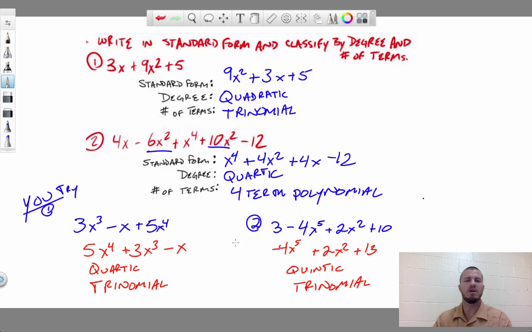Here are all the parts to these two polynomials. 5x to the 4th plus 3x cubed minus x is a quartic trinomial. And here, make sure you move the negative with the 4x to the 5th. So that's negative 4x to the 5th plus 2x squared plus 13. This is a degree of 5, so it's quintic and a trinomial.